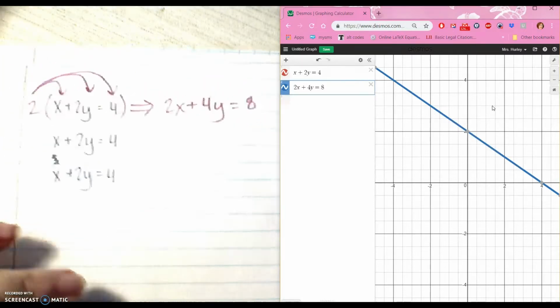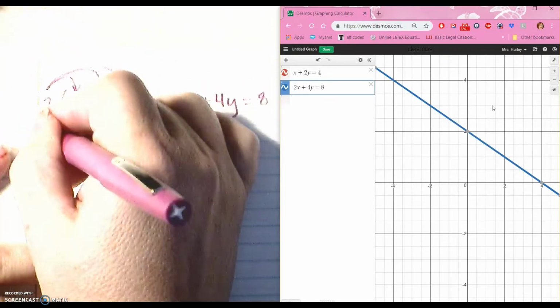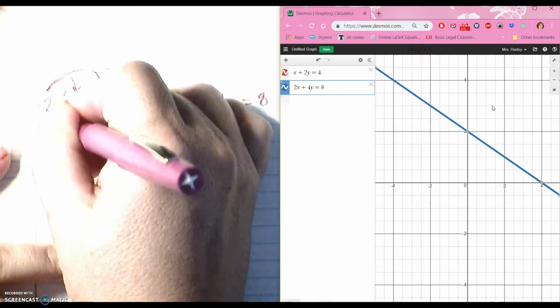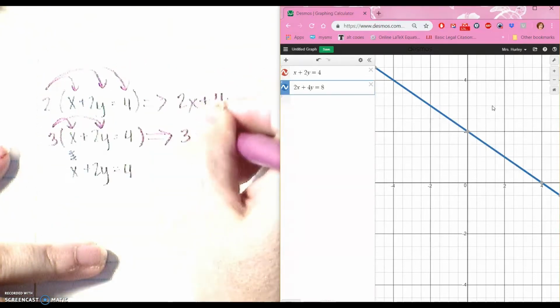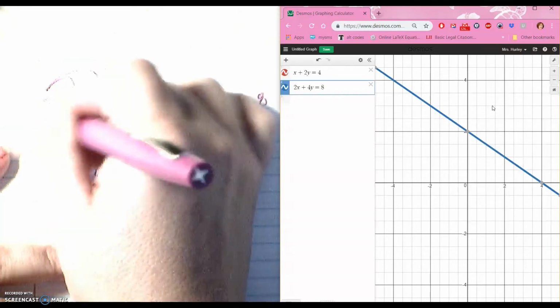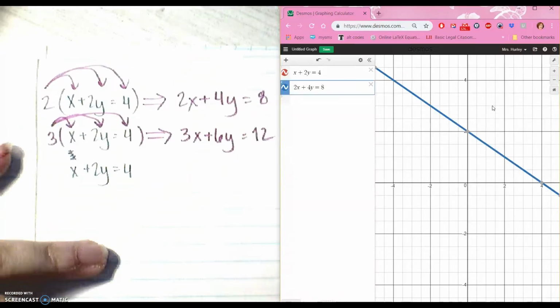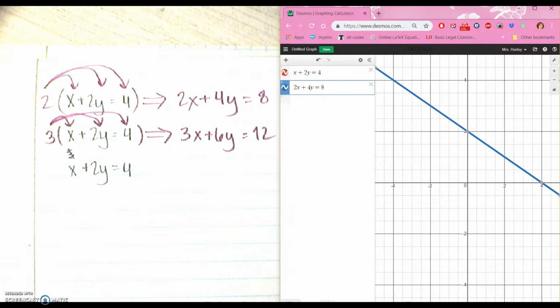And we tried it with a whole range of numbers. We tried it with 3, which gives us 3x. 3 times 2y is 6y. And 3 times 4 is 12. Let's try graphing that one. 3x plus 6y is 12. And again, it graphs right on top of the other two. Same y-intercept, same slope, it is equivalent.